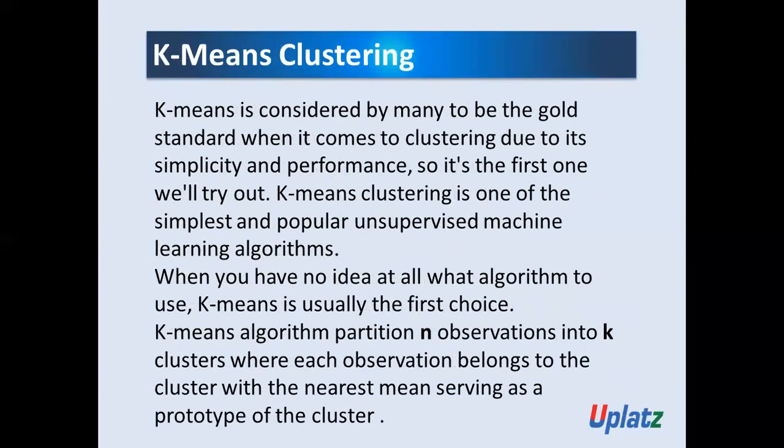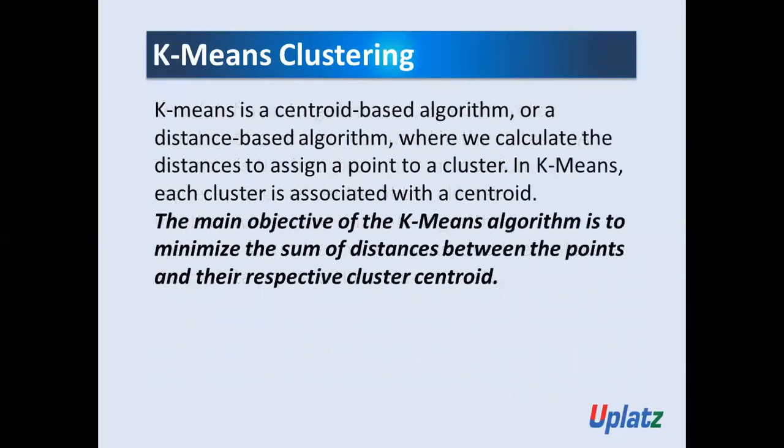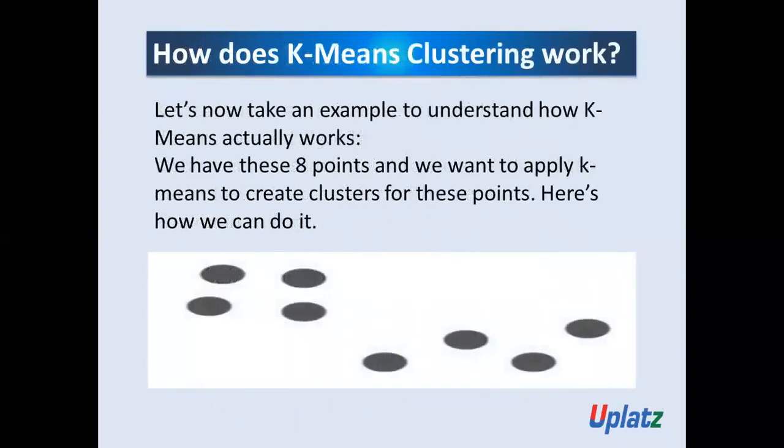The k-means algorithm partitions observations into k clusters where each observation belongs to the cluster with the nearest mean, serving as a prototype of the cluster. Now let's take an example to understand how k-means actually works. Here we have these 8 data points and we want to apply k-means to create clusters for these points. Here is how we do it.